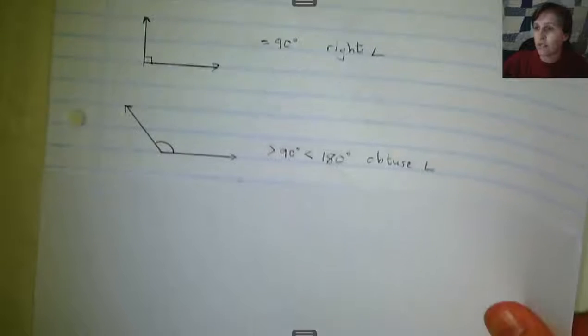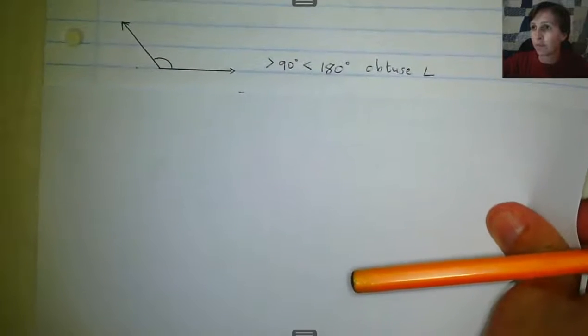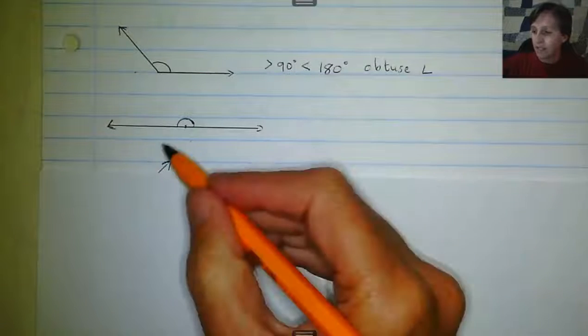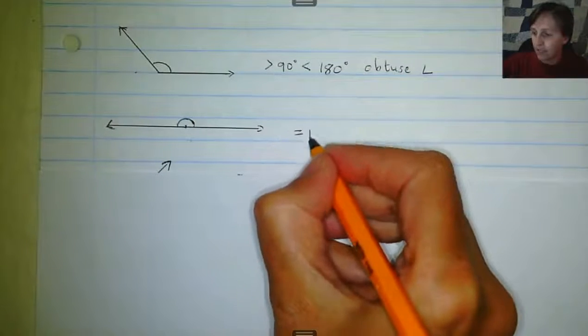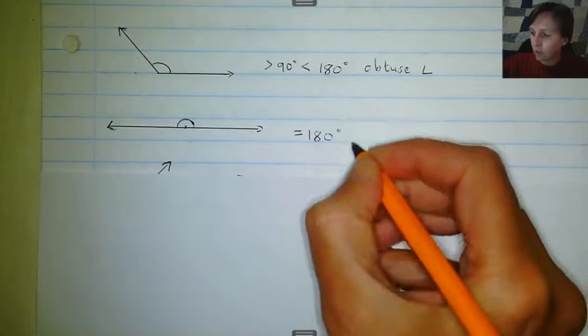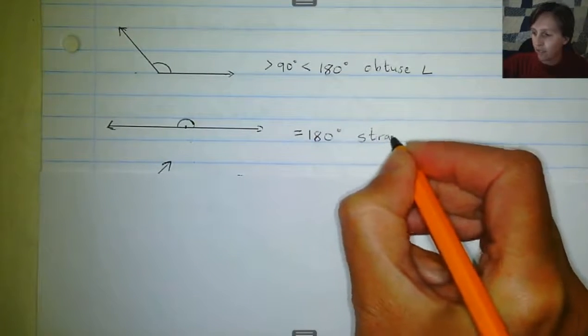Right, let's move these up a bit. Our next angle is exactly 180 degrees. And when an angle equals exactly 180 degrees, we call that a straight angle.